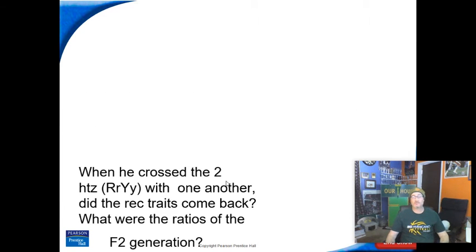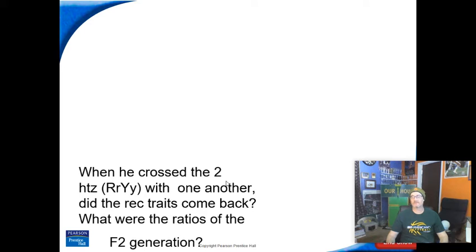When he crossed the two heterozygous with one another, did the recessive traits come back? Yes or no? What were the ratios of the F2 generation? So you might want to take a look at number 31, 32. So yeah, remember, it was a 1 out of 16 chance that the double homozygous recessive trait, wrinkled and green, came back.